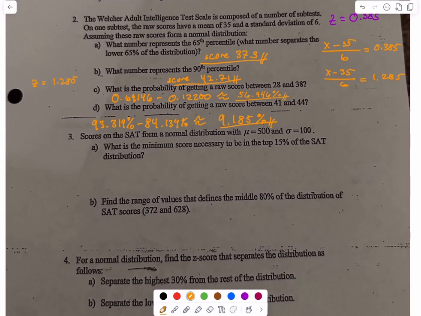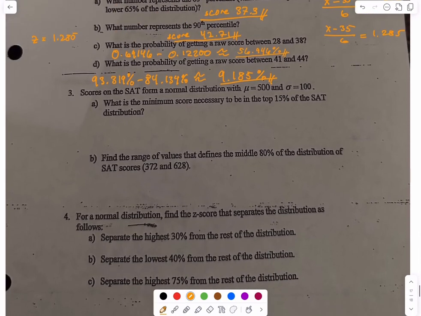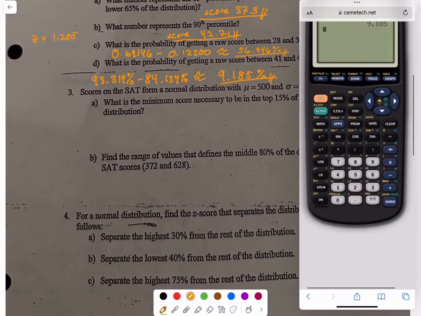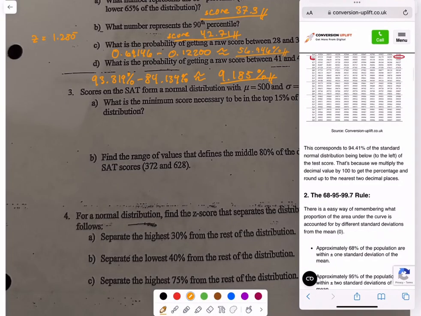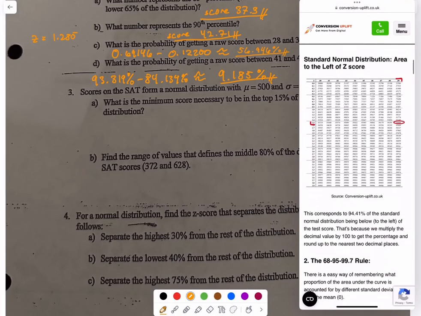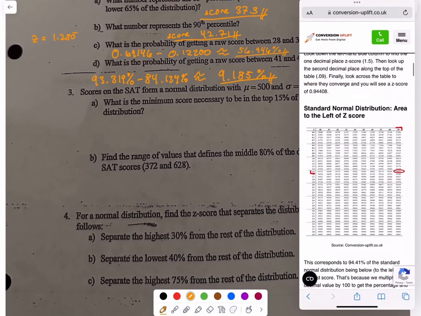Okay. Scores on the SAT are from a normal distribution with an average of 500 and a standard deviation of 100. What is the minimum score necessary to be in the top 15%? If you're in the top 15%, that means that 85% is below you. So if we go to the chart and basically work backwards, we're looking at 85% in the results, right here.